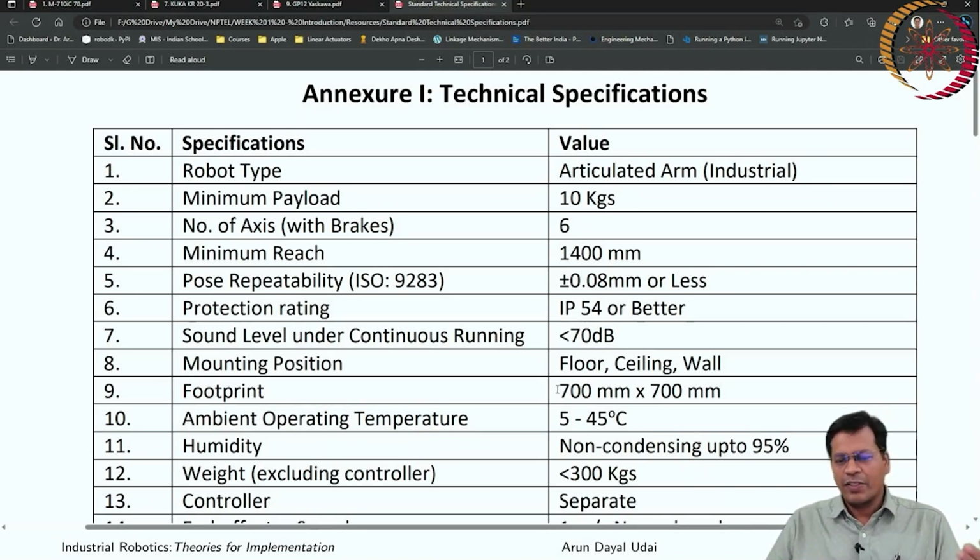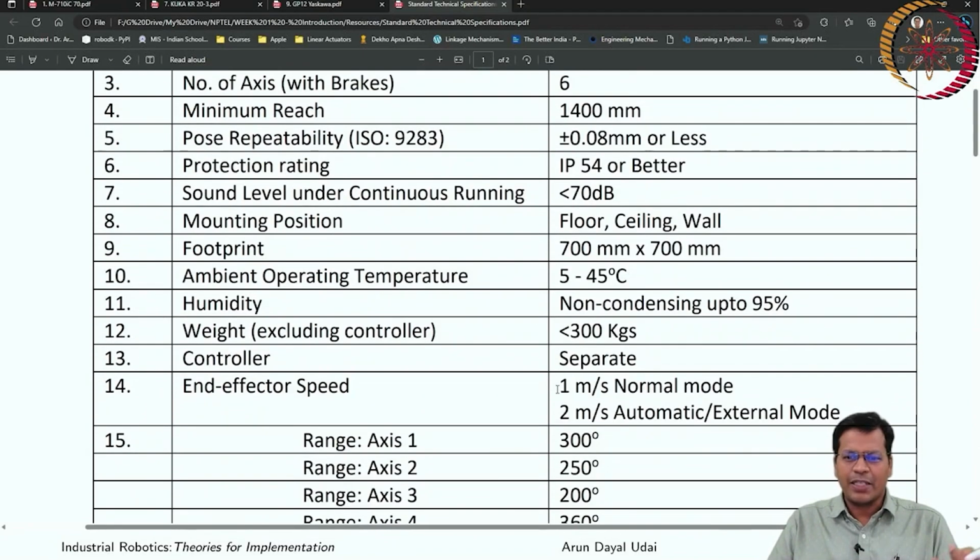Footprint 700 by 700 mm. That was the space I was left with. Now for all these parameters: I know that in summer at my location it goes up to 45 degrees, so at least this much it should sustain. If it is somewhere in the equatorial region, it can go beyond 50 degrees, and you can specify that. Humidity is non-condensing 95%. That is something very different.